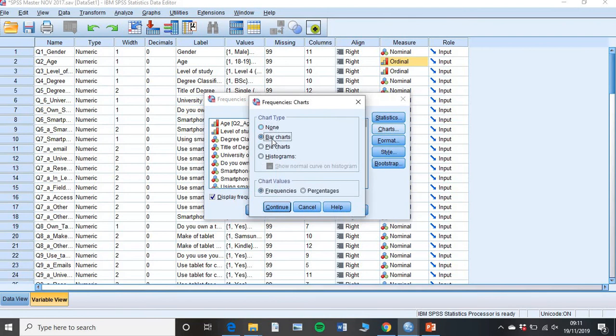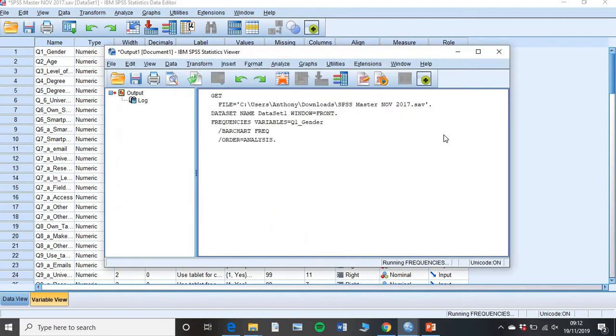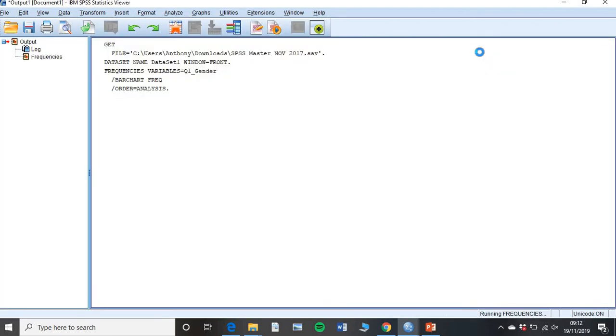For your charts, I quite like having a graphical representation. So I'm going to click Bar charts and then Frequencies. Again, it's up to you. You can pick frequencies or percentages. You can always come back and do this again. Leave everything else as is. Make sure your display frequency tables box is ticked. And then click OK. Then SPSS will run that for you.